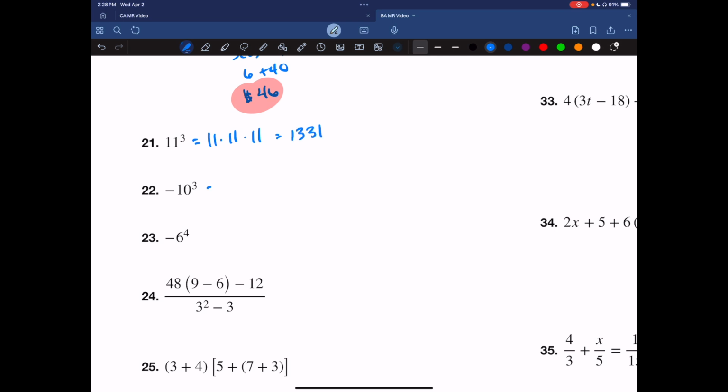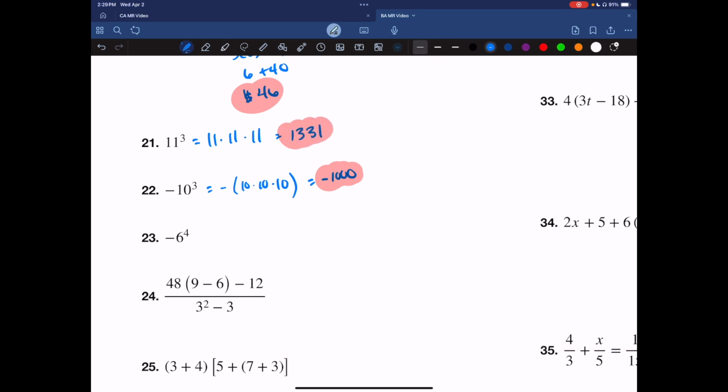Here, this is the same thing as saying negative times 10 times 10 times 10. Notice I didn't include the negative in my parentheses, and that's because there's no parentheses to begin with. Had the parentheses been wrapped like that, then I would have included it. Regardless, it's not going to change my answer. It's still going to be negative, because whether it's inside the parentheses or outside the parentheses, in this situation, I have an odd number of them, and so my answer will stay negative, and it's going to be negative 1,000.